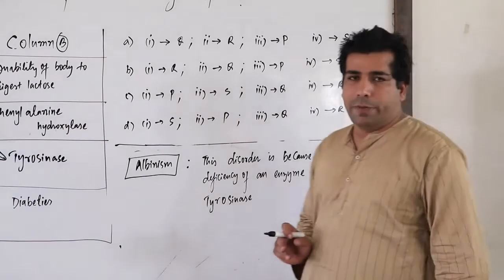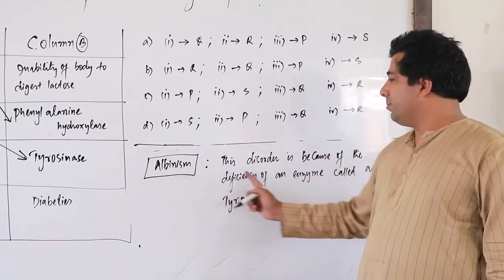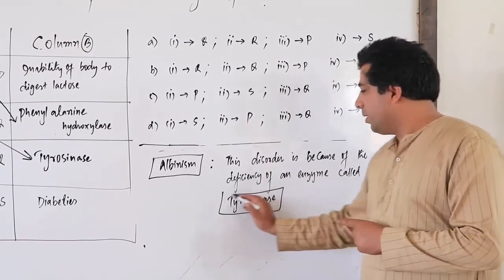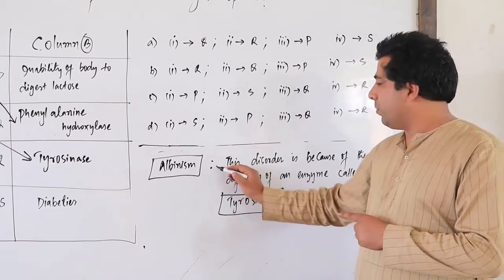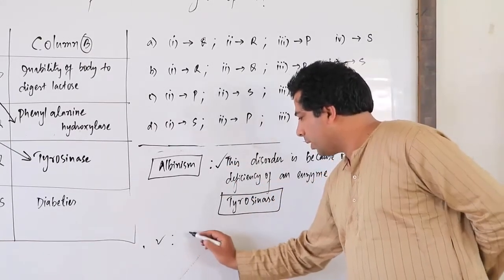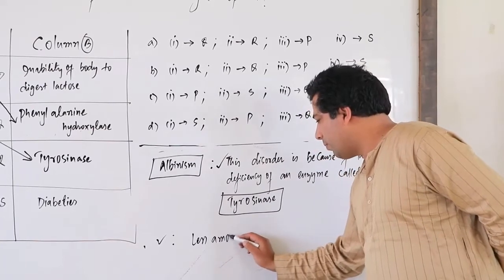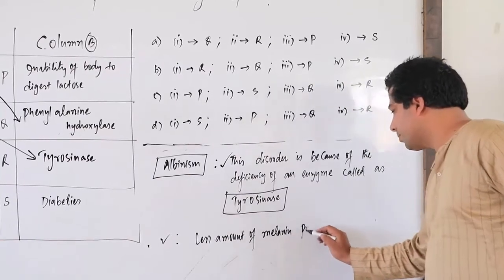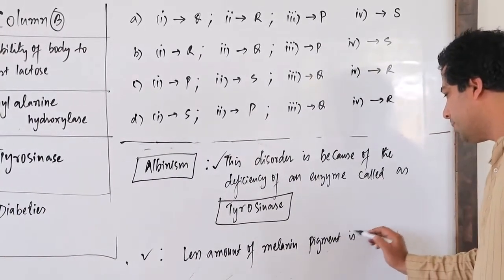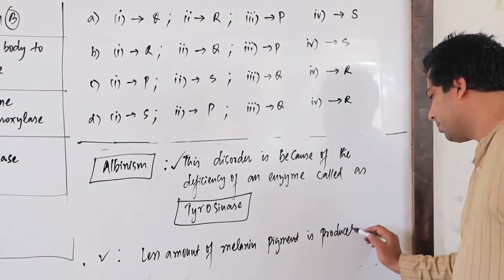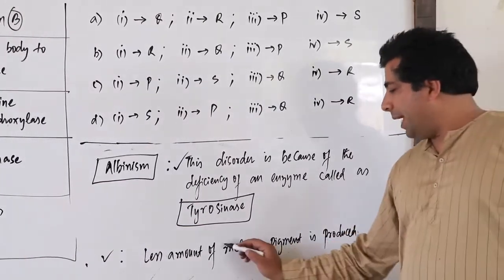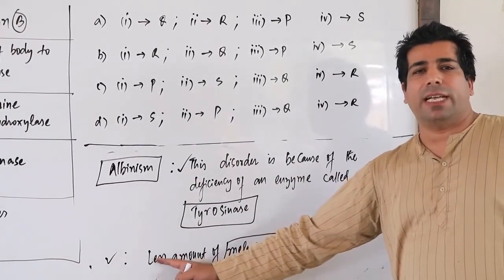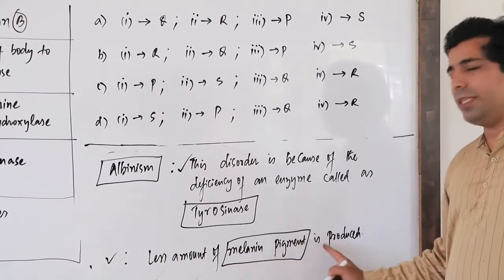Please have a look. So dear friends, as I told you, in albinism, the disorder is because of the deficiency of the enzyme called tyrosinase. When this tyrosinase is not in the body, then what will happen? Have a look. Less amount of melanin pigment is produced. Okay? So the melanin pigment production will be very less. So I am telling you here, less amount of melanin pigment is produced.